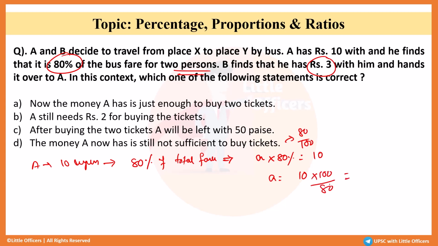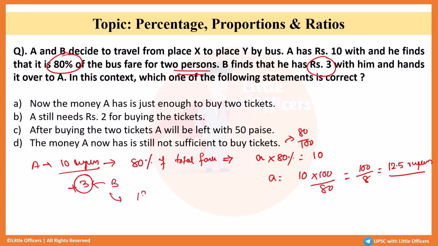So if we do the calculations, this will be 100 by 8, 50 by 4, 25 by 2, that is 12.5 rupees. So उन दोनों को, both of them, if they wanted to buy the ticket and go from X to Y, they need 12.5 rupees. But A has only 10 rupees. But 3 rupees has been handed over to him by B.